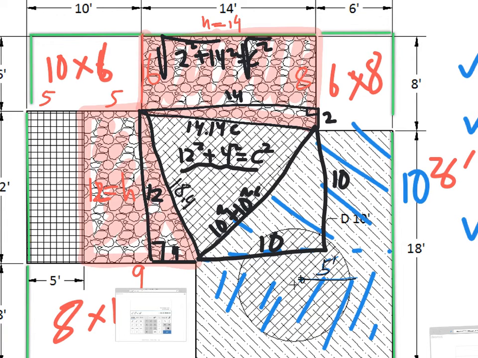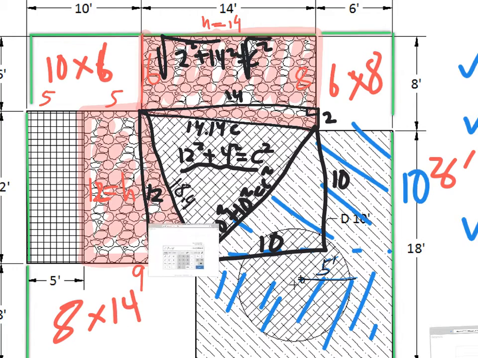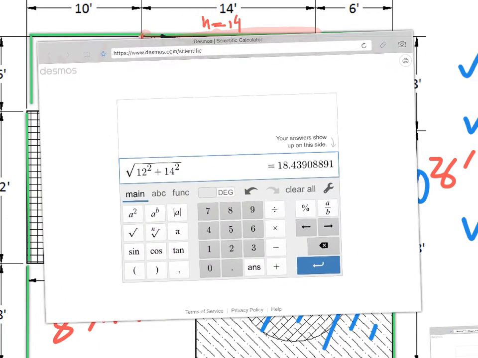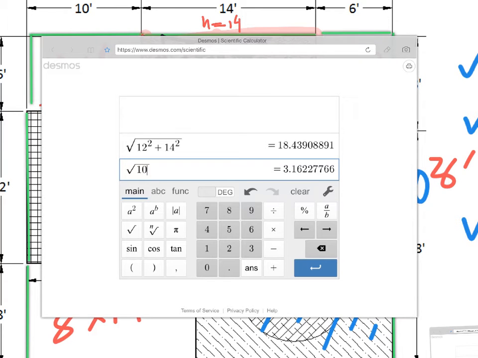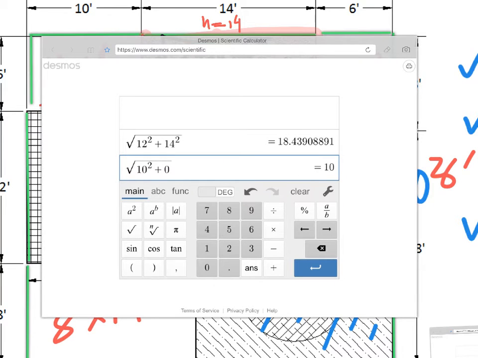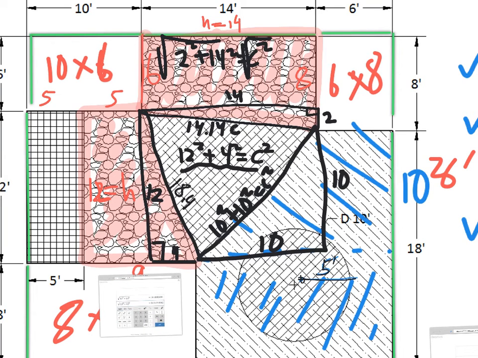A lot of stuff going on here. And so we can find that length with our calculator again. 10 squared plus 10 squared equals C squared. So, square root of 10 squared plus 10 squared. 14.14 or 14.1. All right. So this guy here is 14.1.